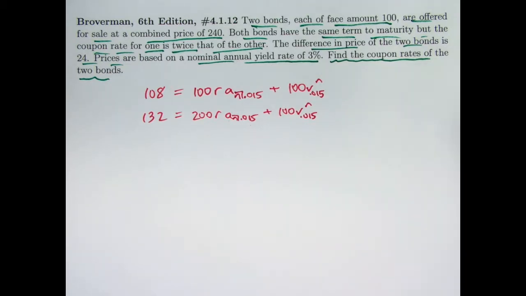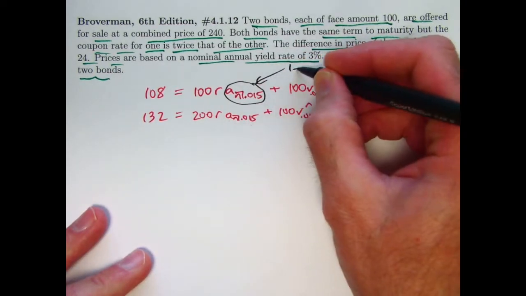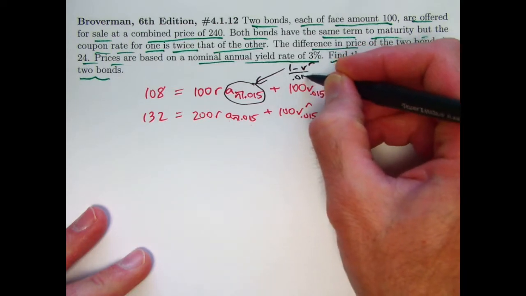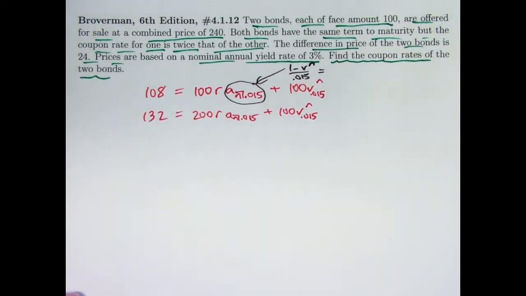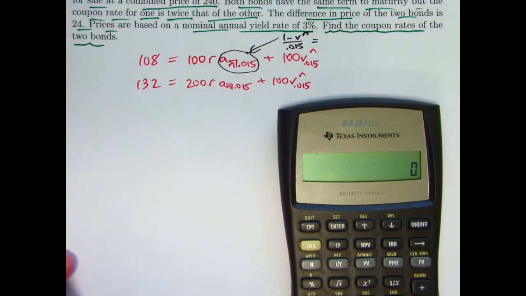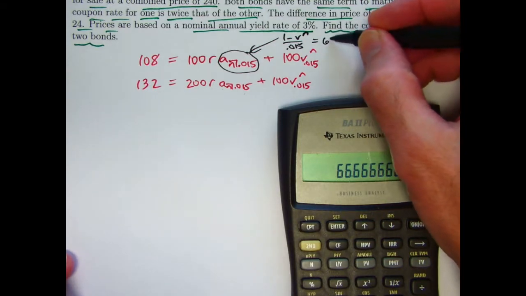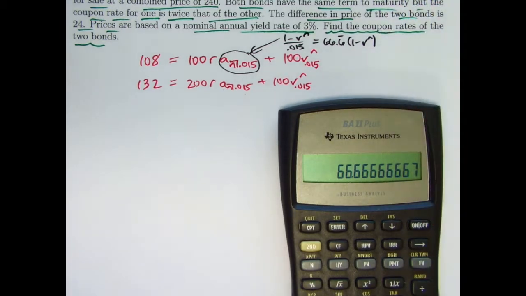I think it'll be simpler to solve this system of equations for r and for v to the n instead of for n itself. Don't forget that this expression would be 1 minus v to the n divided by 0.015, and from now on I'm not going to bother putting subscripts on the v's. Let's go ahead and divide by 0.015. The reciprocal of 0.015 is 66.6 repeating. This is 66.6 repeating times 1 minus v to the n.